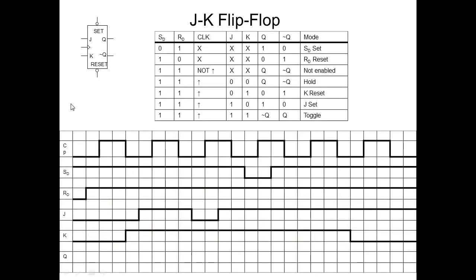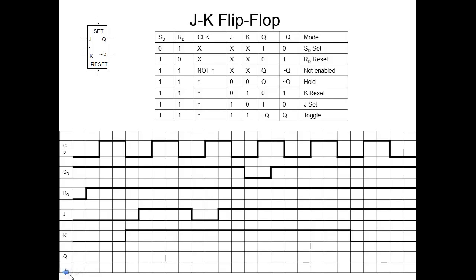JKs generally almost always have an asynchronous set and reset tied to them. That's what the SD and RD are, and they work exactly the same as they have been doing. If SD goes low, you've got to set Q. If RD goes low, you've got to reset Q, and the rest of it's the same.